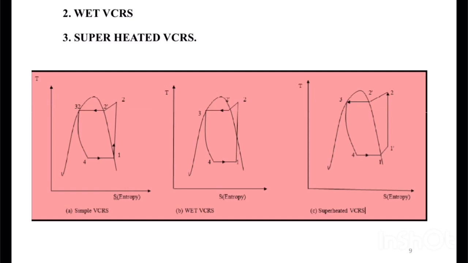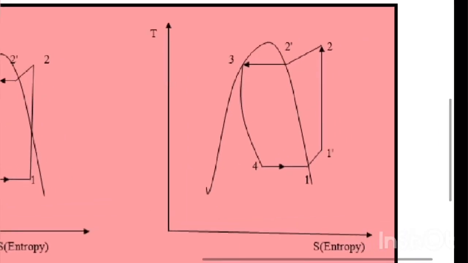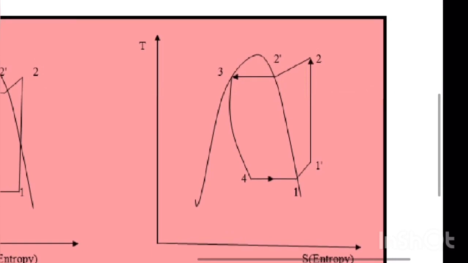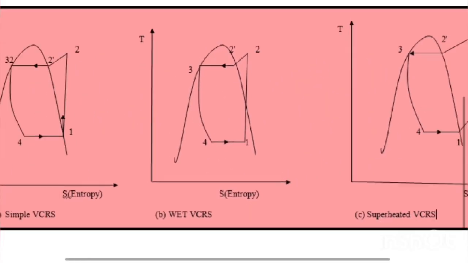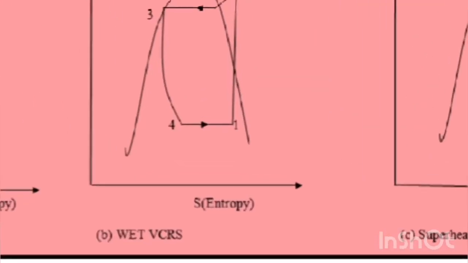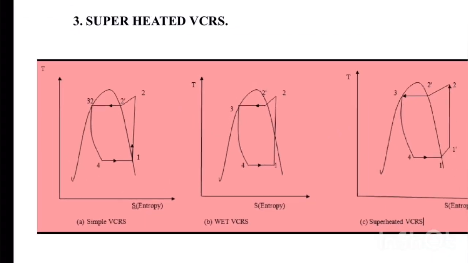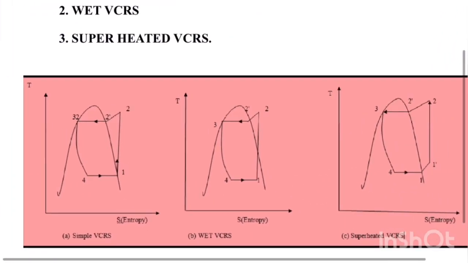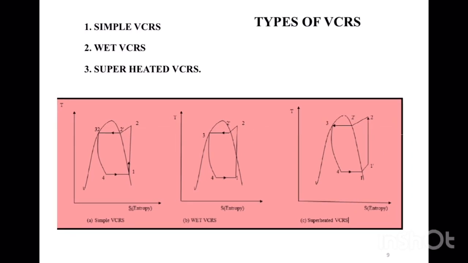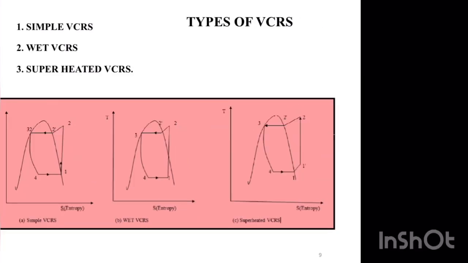Third is the superheated. The inlet of the compressor starts from the superheated region. Here you can see 1 dash starts from the superheated region, and the compression is from 1 dash to 2. So it depends on where the inlet of the compression is. If it is in the superheated region, then that cycle will be superheated VCRS. If it is in the wet region, then it is the wet vapor compression, and if it is on the saturated curve, then it is simple vapor compression. So, this is how we can classify the types of VCRS system.